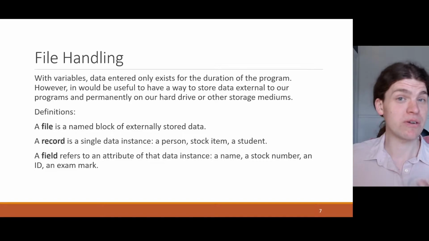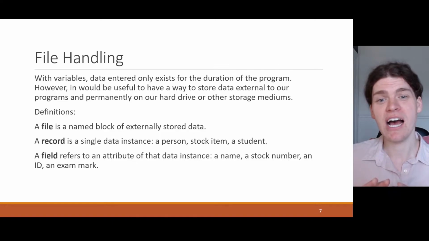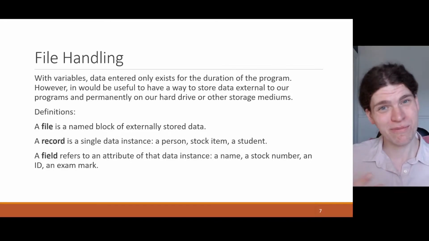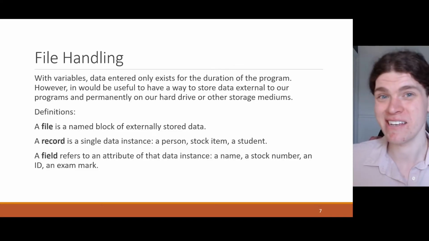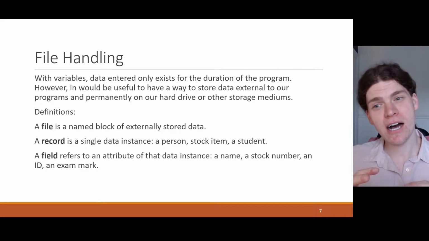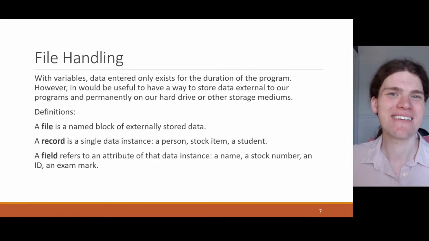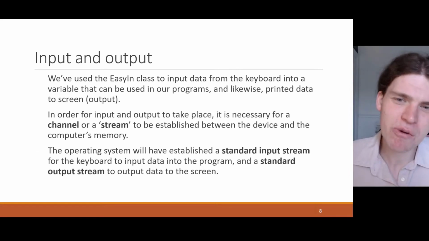So actually, we could potentially relate that to objects here, couldn't we? A person object or a stock item object or a student object. And then those objects, they store fields, or we could relate that to variables, couldn't we? Attributes of an entity that we have a value for. So a name, a stock number, an ID, an exam mark. So a file is made up of multiple records, and then each record is made up of multiple fields, multiple attributes. Okay, so it's a nested system again there. Okay, so let's move on then.